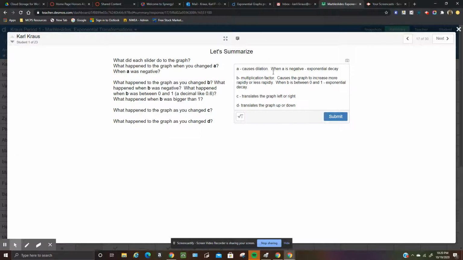A causes a dilation. When A is negative, you have exponential decay. B is the multiplication factor. It causes the graph to increase more rapidly or less rapidly. When B is between 0 and 1, we have exponential decay again. C translates the graph left or right. D translates the graph up or down.